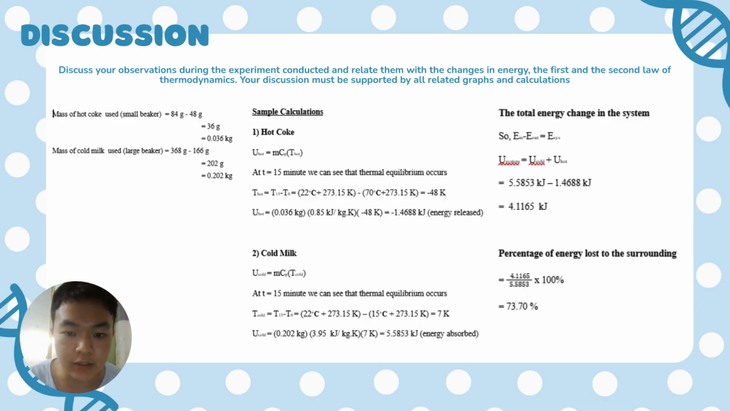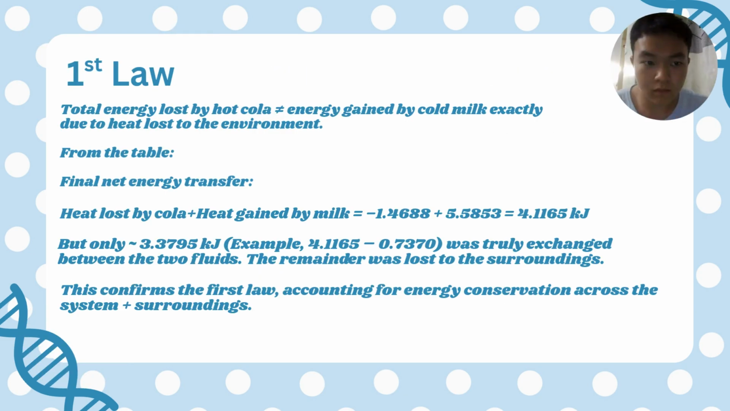For the percentage of energy lost to the surroundings, we divide the energy lost by the total energy absorbed by the cold milk and multiply by 100%. So we get 73.7% of the energy lost to the surroundings. To explain the situation from the discussion, based on our calculation and results, for the first law, the total energy lost by the hot cola is not exactly equal to the energy gained by the cold milk, due to the heat loss to the environment.